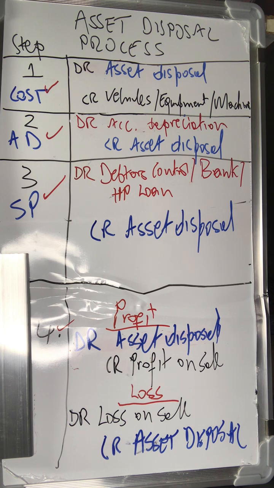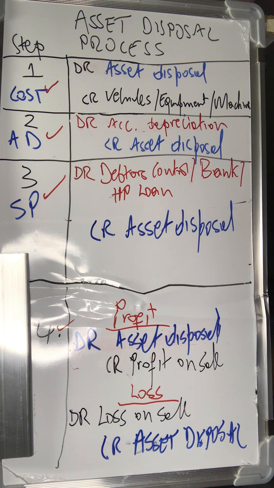Okay, let's go back to step number 1. How do you get rid of the cost? Remember, assets increase on the debit side all the time. So when you are selling an asset, that means your assets are going to decrease. On which side do your assets decrease? If they increase on the debit side, that means when you are selling it, they will decrease on the credit side.